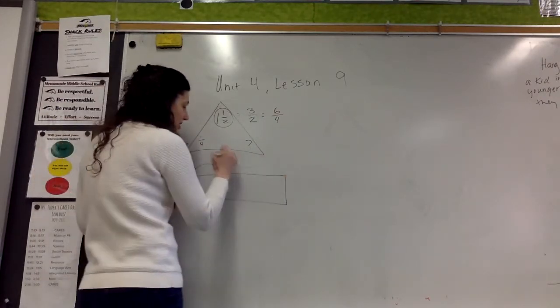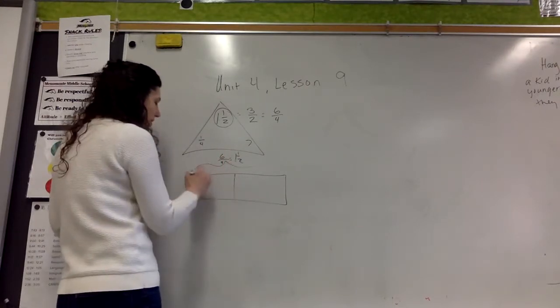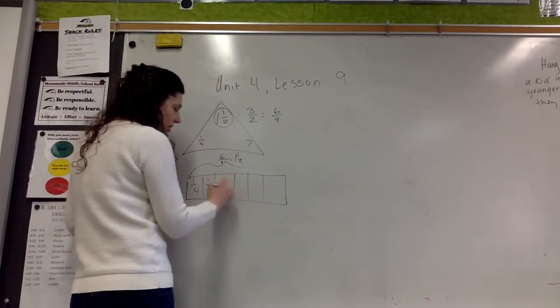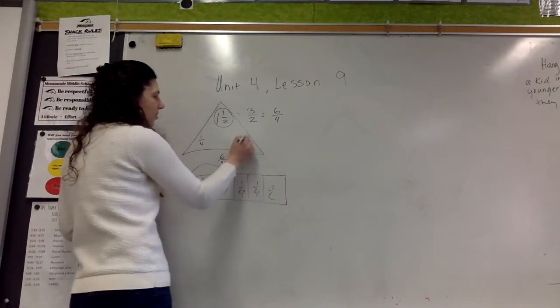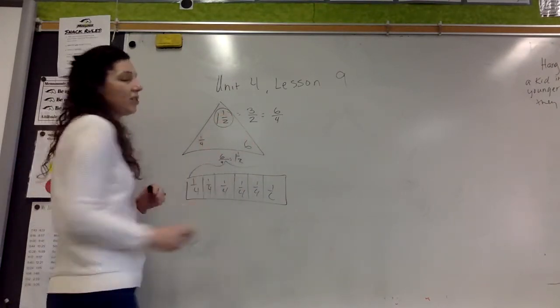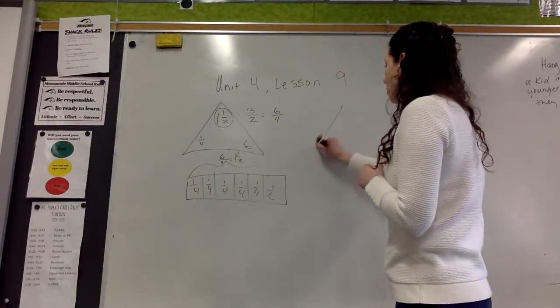If I've got 6/4 as my whole, which is still 1.5, I would really need to have 6 groups of a fourth to finish off that answer. I can then also check that by saying, okay, 6 times a fourth, yeah, that's 1.5. That works. Let's try the other type of problem that we were looking at.